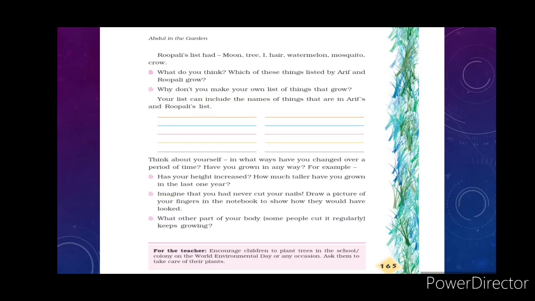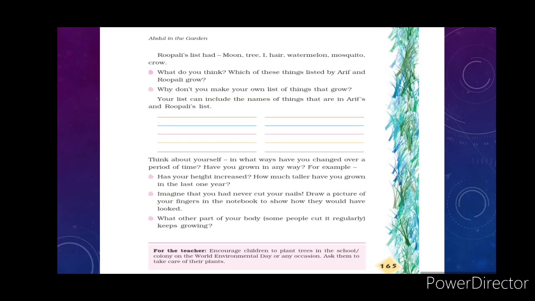Okay, do you think that the things listed by Arif and Rupali grow? What are the things they have listed that they grow? I hope yes, whatever list they have made, all the things which they have listed, they can grow. So this page has some questions, and I have prepared the answers also.